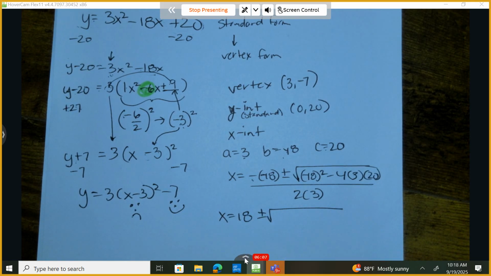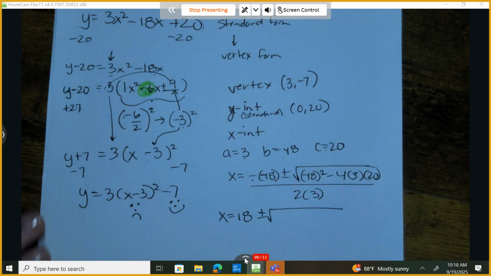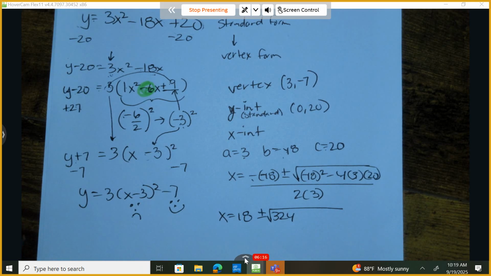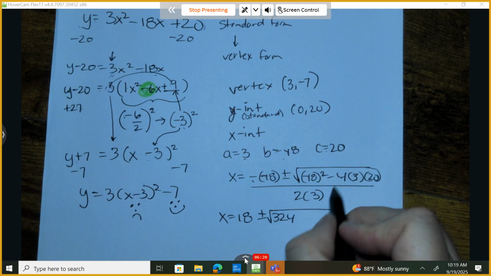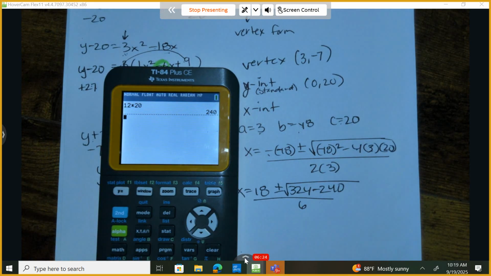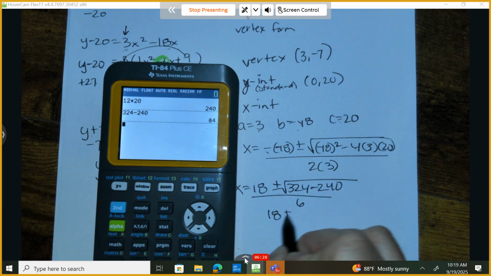18 squared is going to be, I think, 324, and I'm right, it's 324. And then I need 12 times 20. So 12 times 20 is 240. So I have to subtract 240 over 6. Please pay close attention. So I end up with 84.